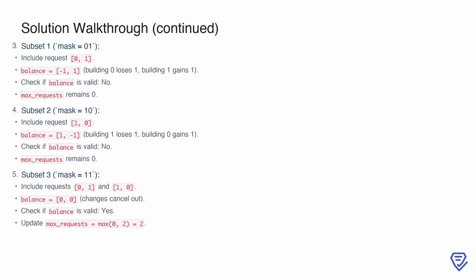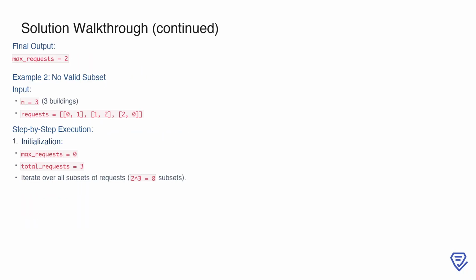Finally, in subset 3, represented by the mask 11, we include both requests. The balance array becomes 0, 0, because the changes cancel each other out. This subset is valid, and since it includes two requests, we update max_requests to 2. At the end of this example, the maximum number of achievable transfer requests is 2.